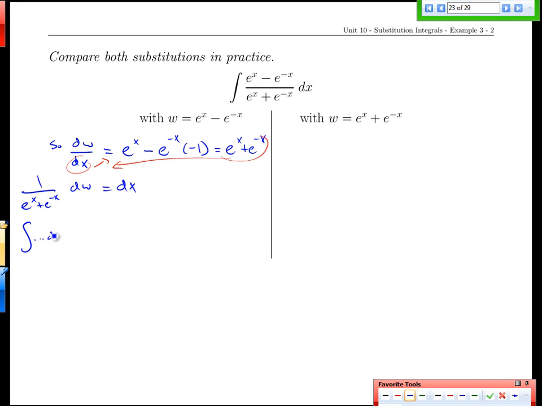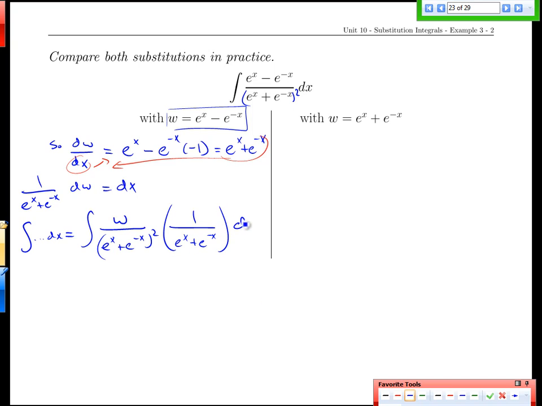Our integral, this one up top here, we just set w equal to the numerator, so we'd have the integral of w on top. The bottom is not w, so we leave it around. Whoops, there should be a squared here, my apologies. e to the x plus e to the negative x, all squared, times, now here's this relationship. dx, the final factor in our integral, is going to be 1 over e to the x plus e to the negative x times dw.